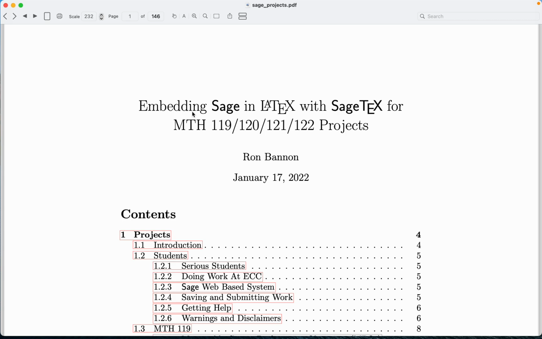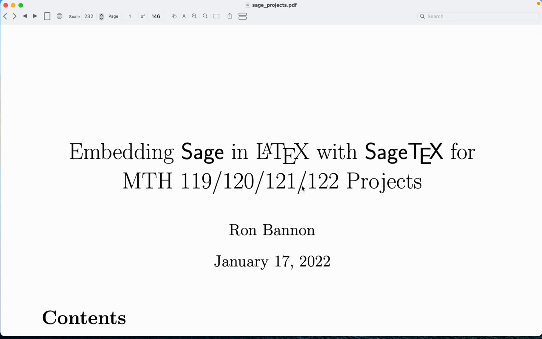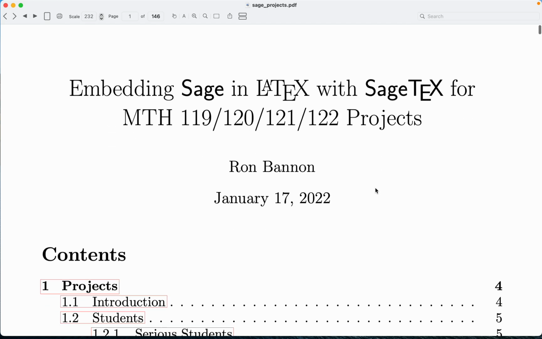Okay, we're in the SAGE projects document, PDF, and we're talking about using SAGE, at least initially getting your feet wet with respect to the course that you're taking at Essex County College. It starts out at 119, it goes through 122. These are the foundational courses to moving forward to the STEM-related careers.